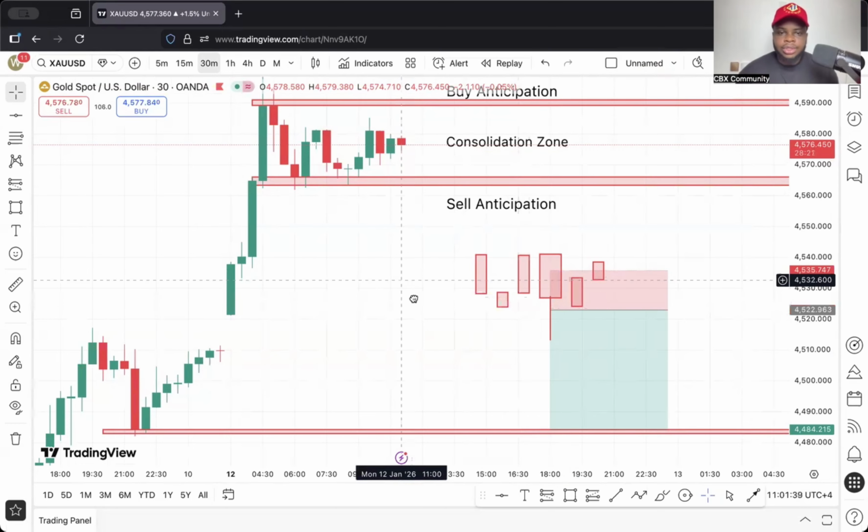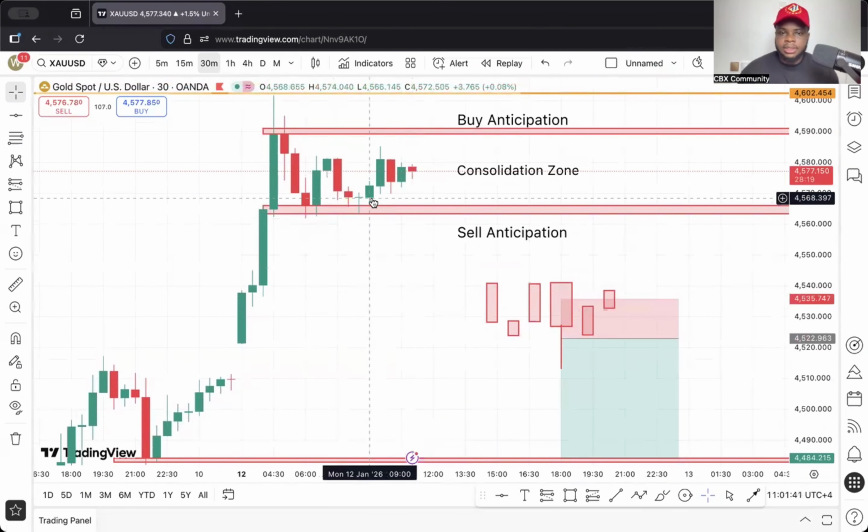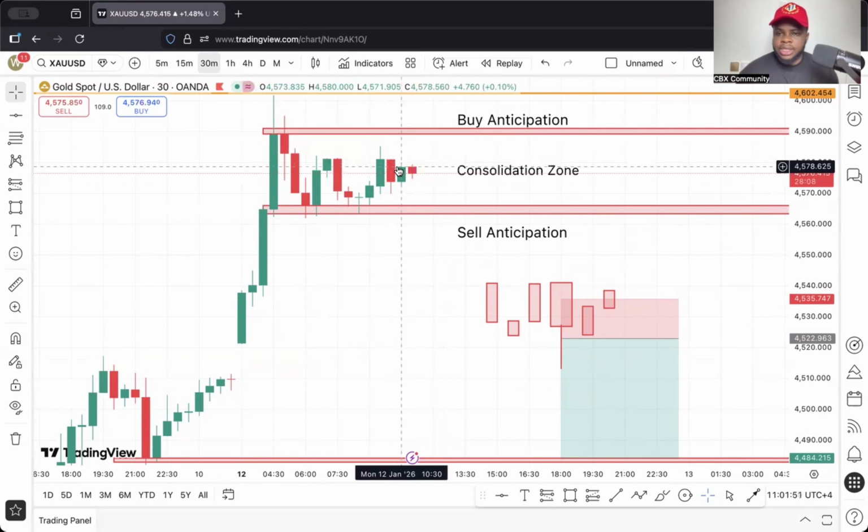So for us, we know what we want. This zone is being considered as a consolidation zone. Then we are anticipating the break of this resistance zone and the break of this support zone. The moment you're able to identify a confirmation, I'm going to tell you guys if it is the right time for us to take a position or if it's the right time for us to just chill. So for now, we don't need to do anything.